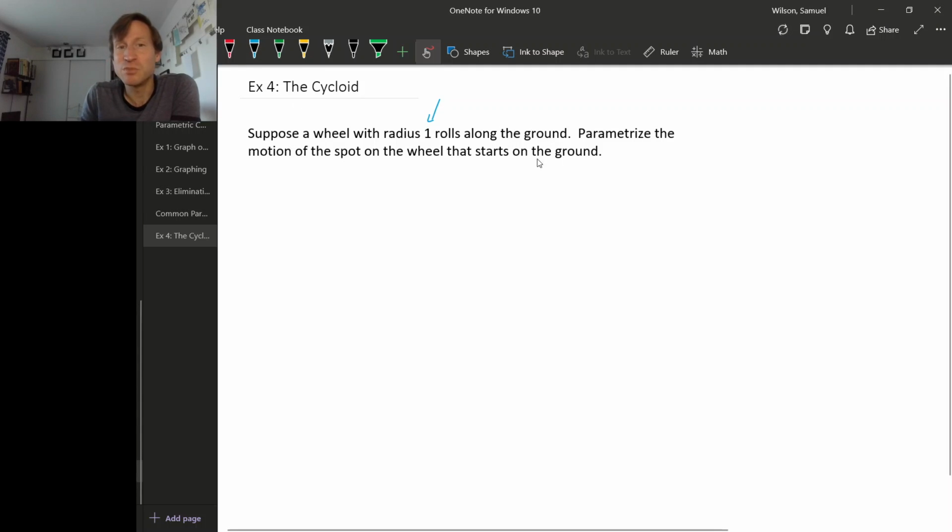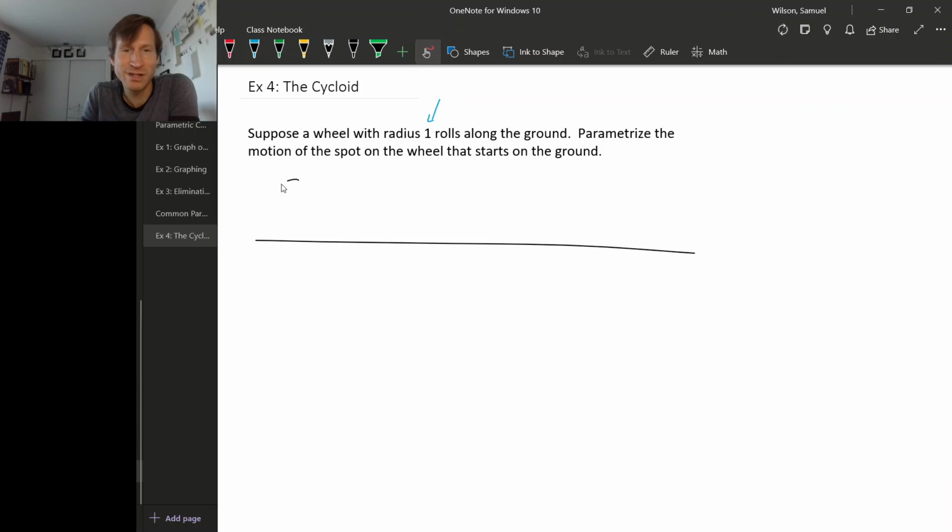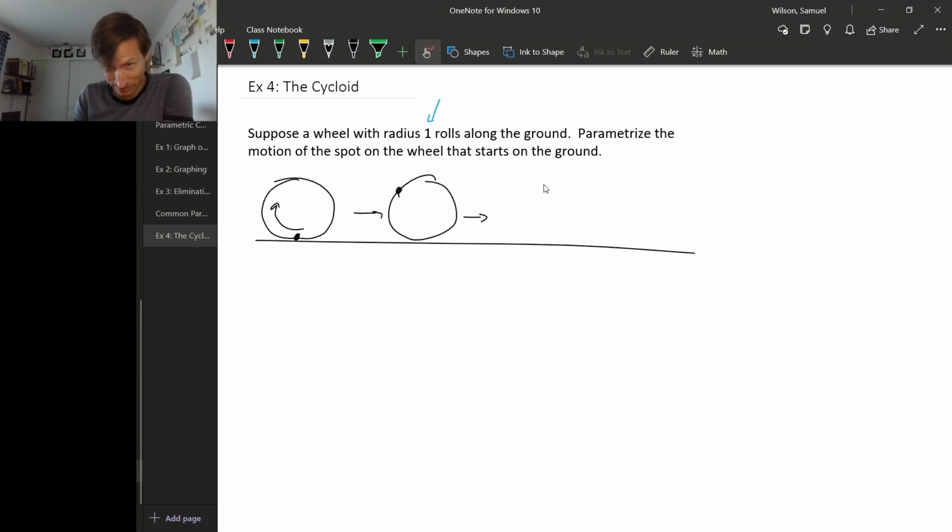Let's parameterize the motion of a spot on the wheel that starts on the ground. So right here's the ground, here's our wheel, and there's this spot on the wheel. And as the wheel rolls along, after a little while, this spot, since the wheel is going this way, will have moved up to here, and then the wheel keeps rolling, and the spot rotates over to here, and then down to here, and so on.